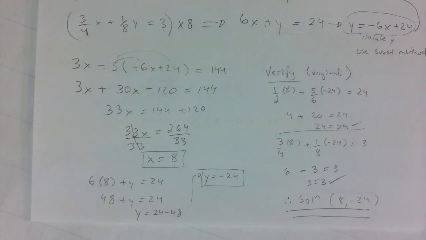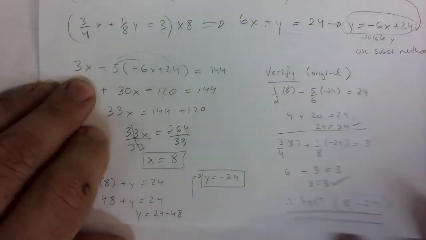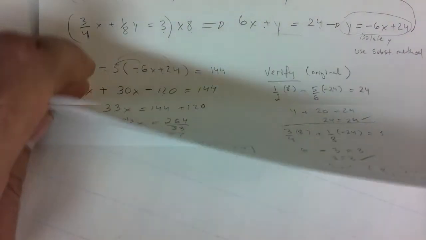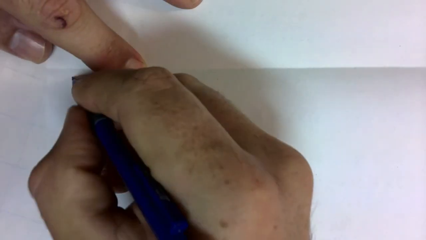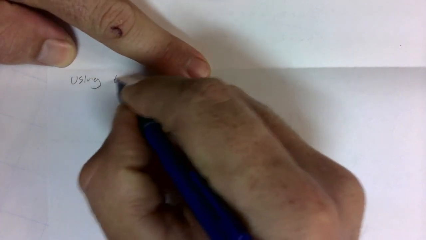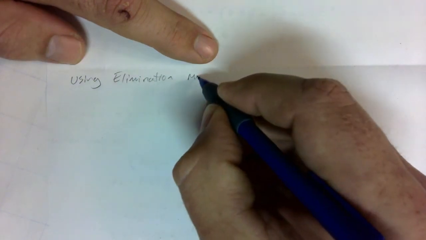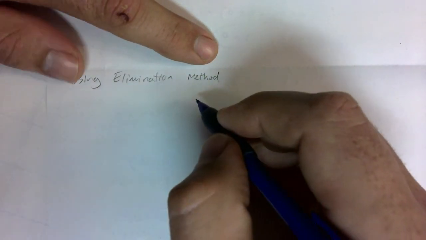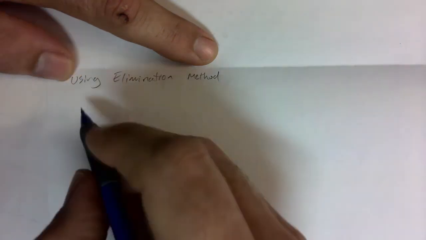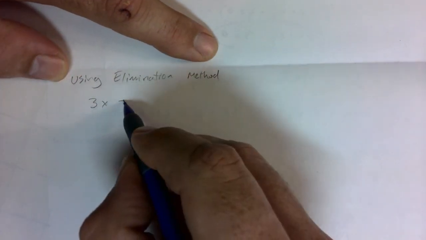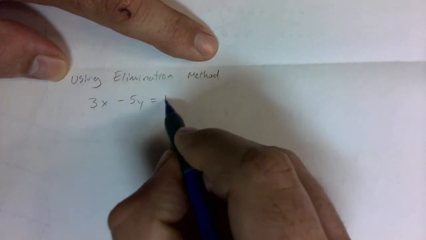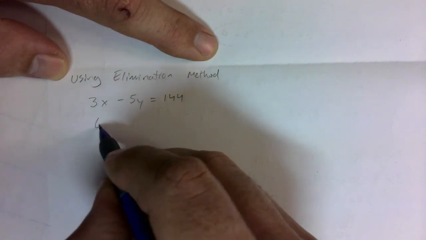I'm going to do elimination. Okay, that's the last one I'm going to do here. I'm going to do the same one, but now I'm going to use the elimination method. So I'm going to cheat and copy the two that I got when I got rid of the fractions.